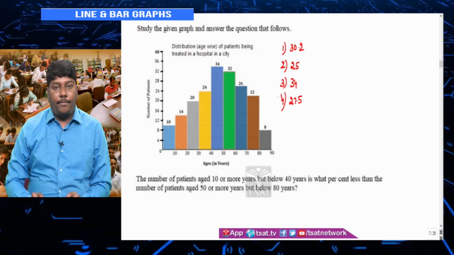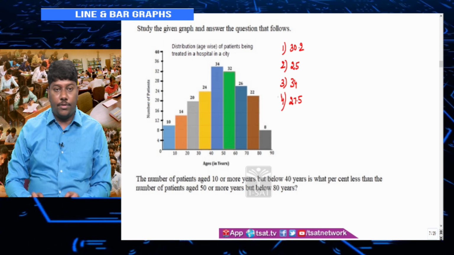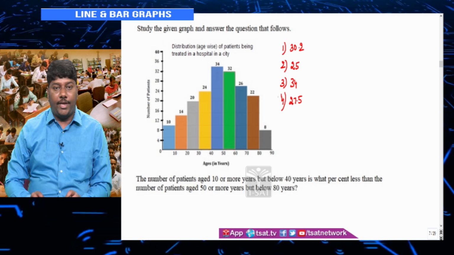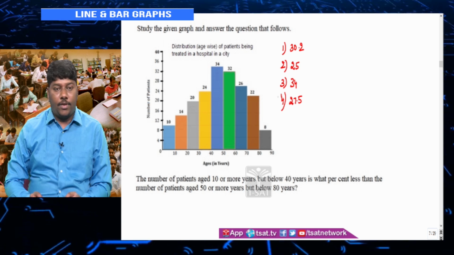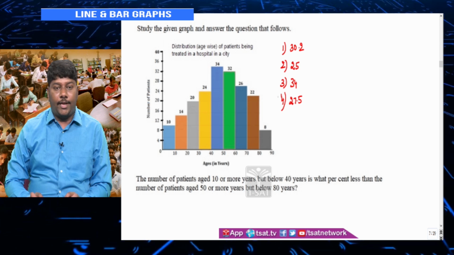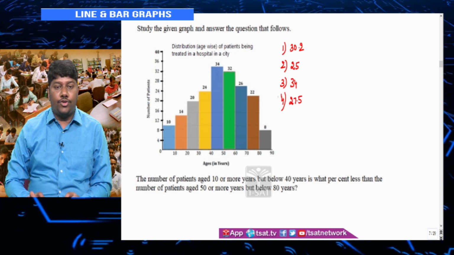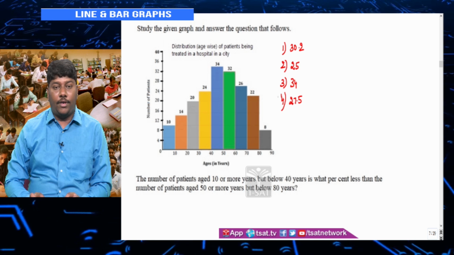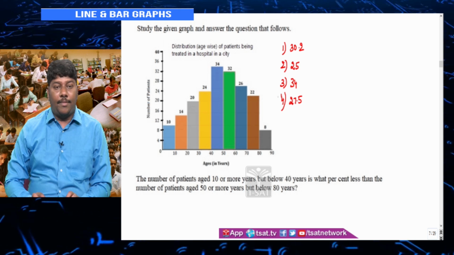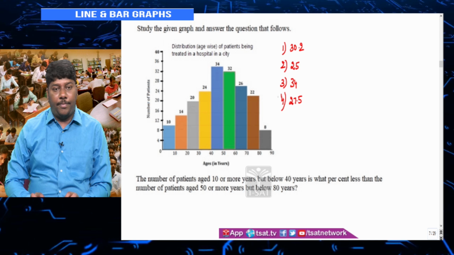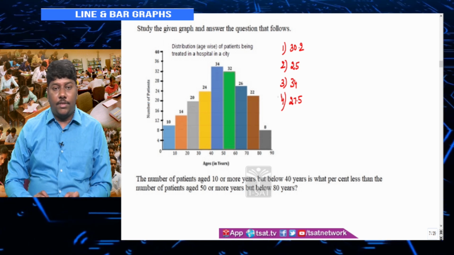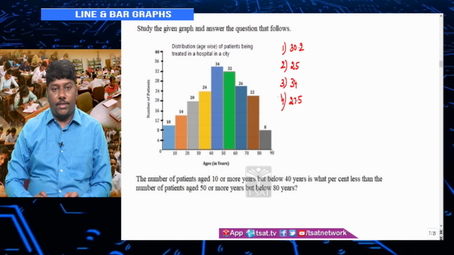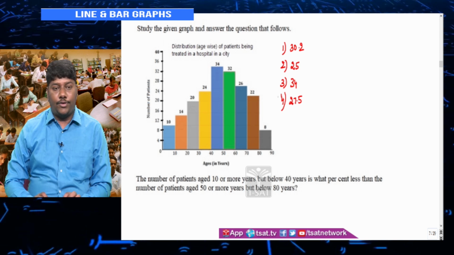Study the given graph and answer the question that follows. Distribution age-wise of patients being treated in a hospital in a city. It is given from 0 to 10, 10 to 20. That is the age groups, 20 to 30, 30 to 40, 40 to 50 and so on, and the number of patients is also given. So, generally we call it the data and the frequency. So, these are the class intervals, then that is the frequency. So, they have given complete histograms here.